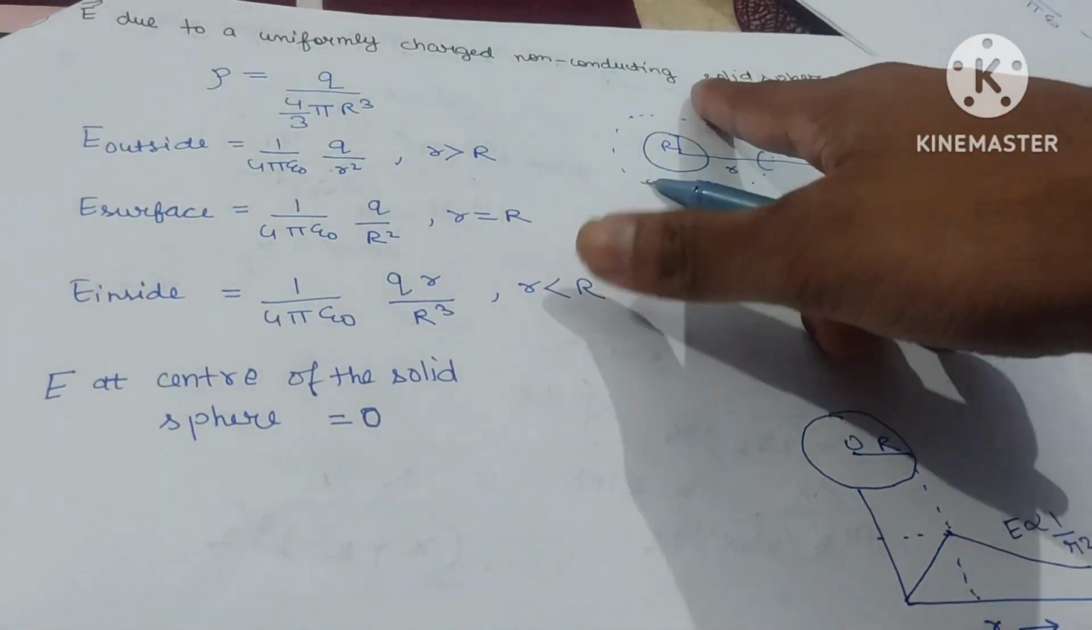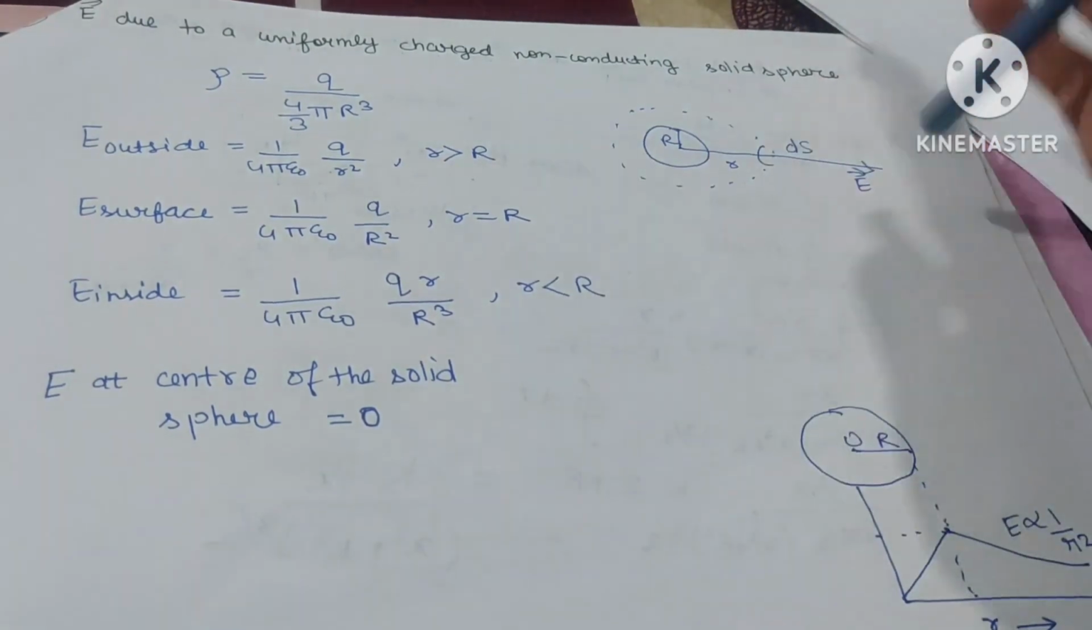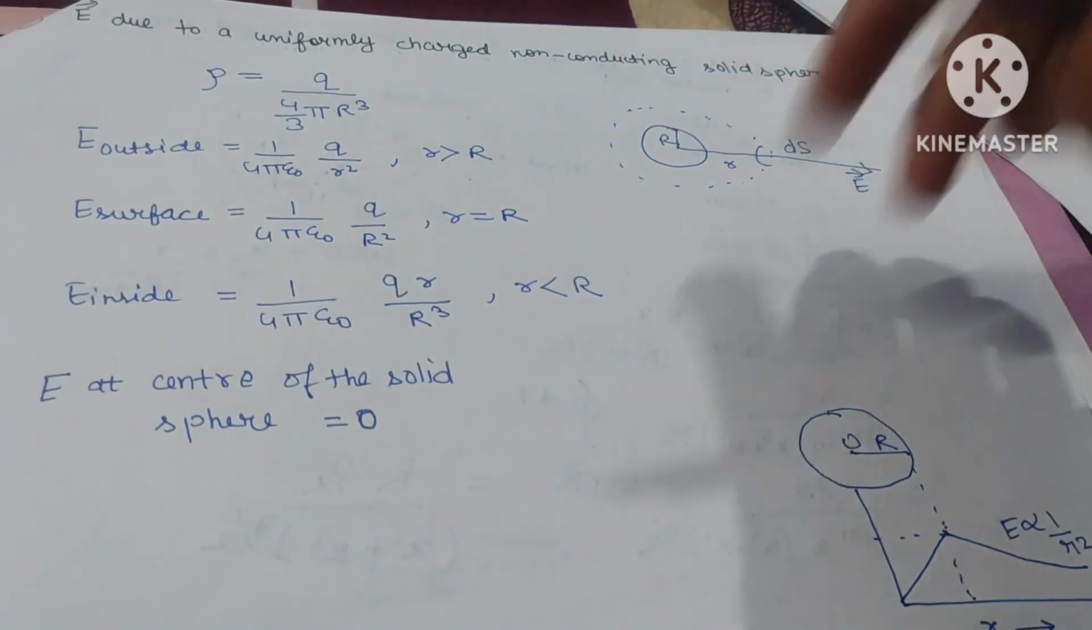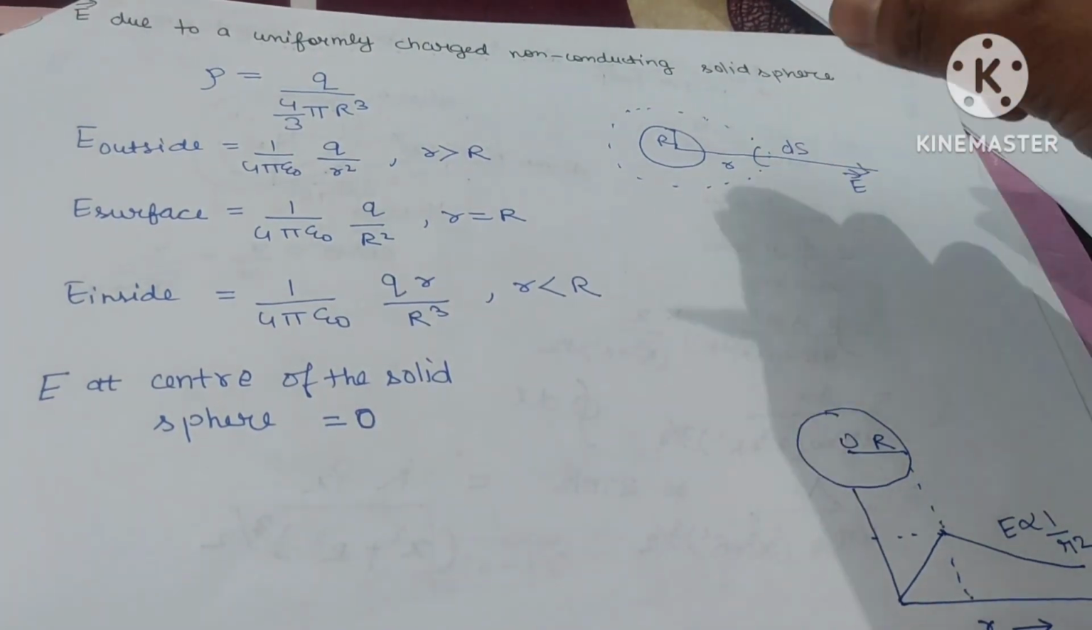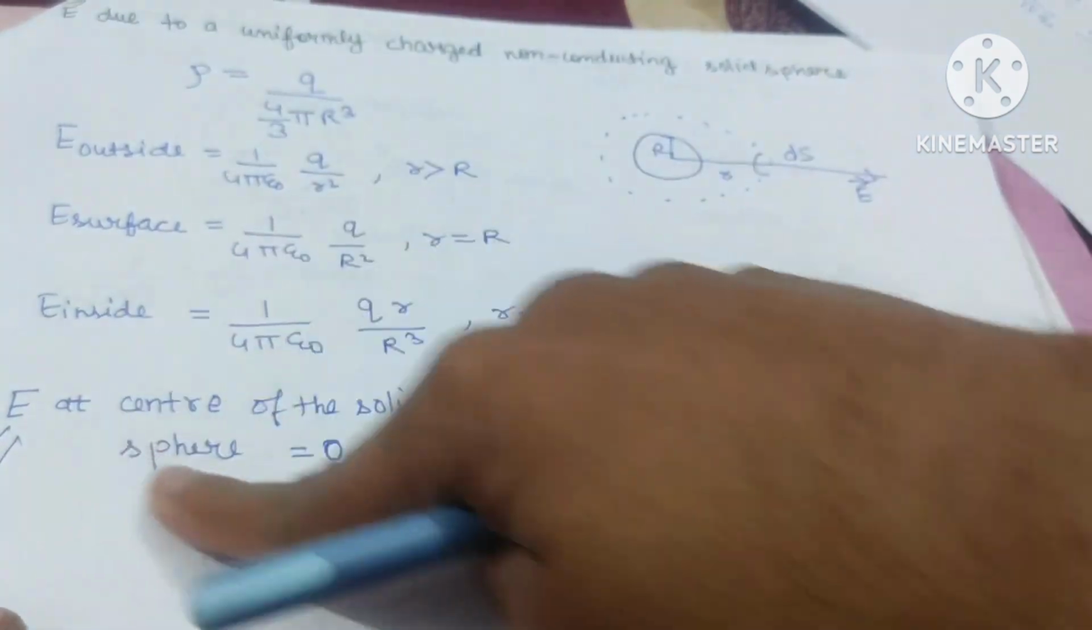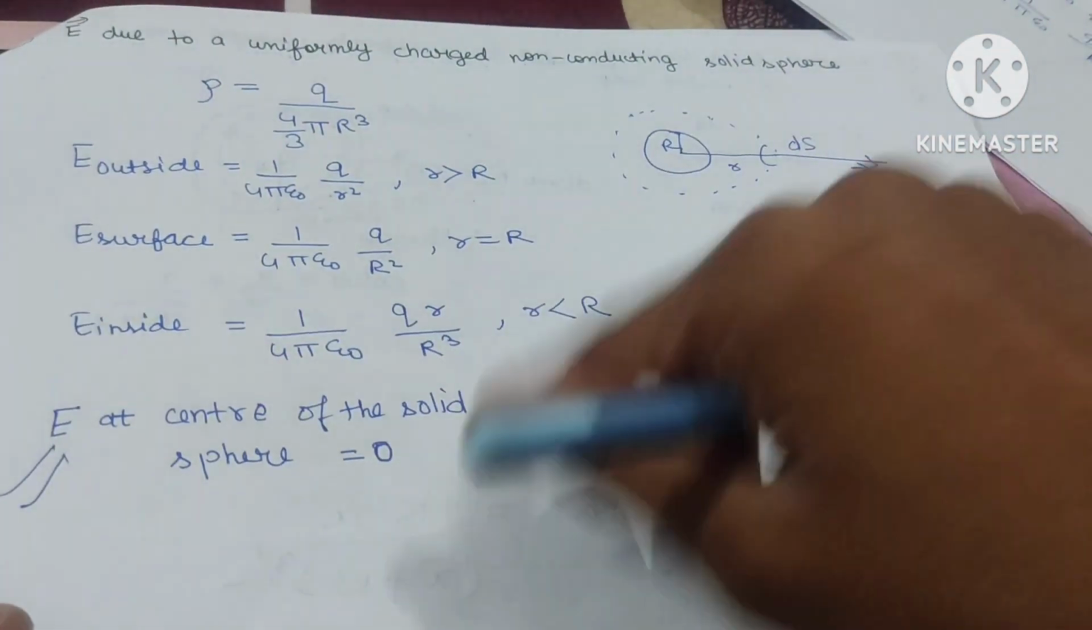Okay, in a hollow sphere the electric field inside is 0, but in a solid sphere the electric field inside is not 0 everywhere. At the center of the solid sphere, the electric field is 0. Okay, so that's what we are dealing with. At the center, the electric field is 0, in the solid sphere.